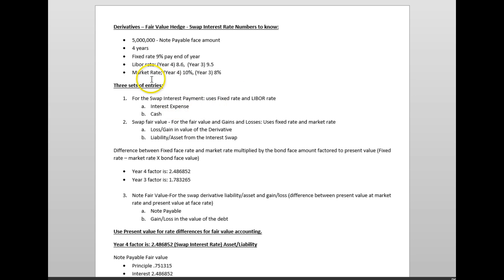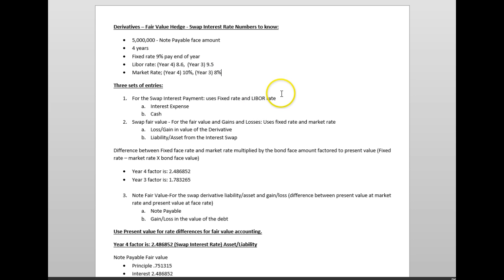We're going to look at what happens to this swap when the interest rate from LIBOR is lower than the fixed rate, and then in the third year when it's higher. Also coming into play is the market rate at 10% in year 4 and the market rate in year 3 that's at 8%. These numbers are all needed to be able to record and maintain the swap.